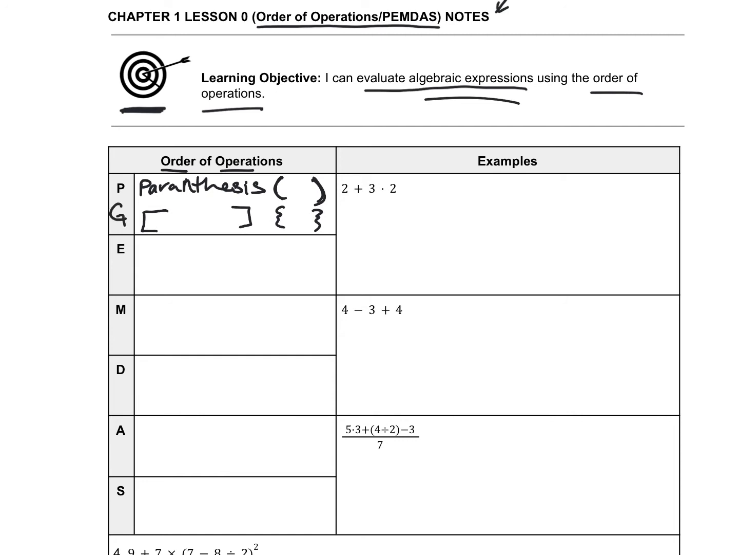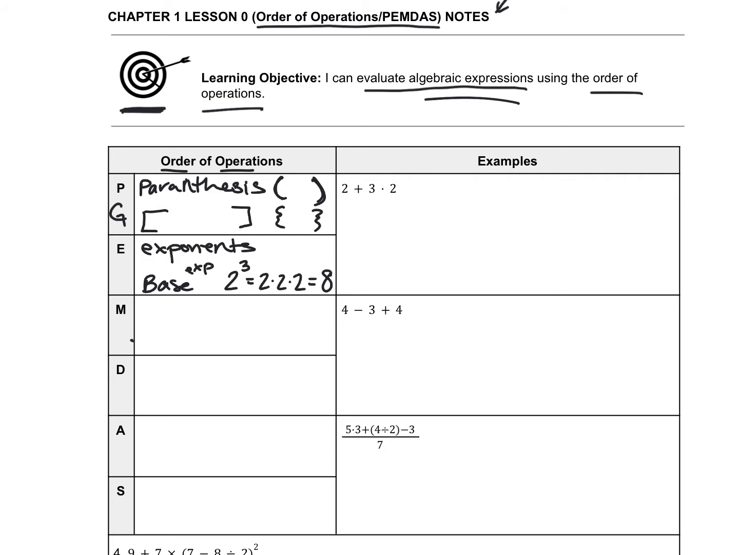After you do things within a parentheses, next can come your exponents. And exponents tell you how many times to multiply a base by itself. So you have a base and an exponent. It might look like 2 to the third power. And what that means is that's 2 times 2 times 2, which is equal to 8. So that's what you would do next.